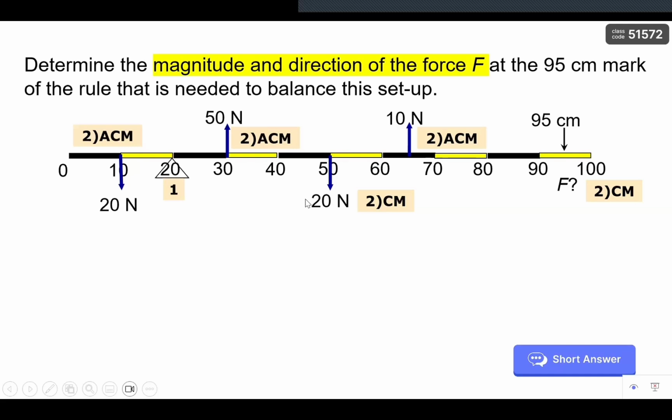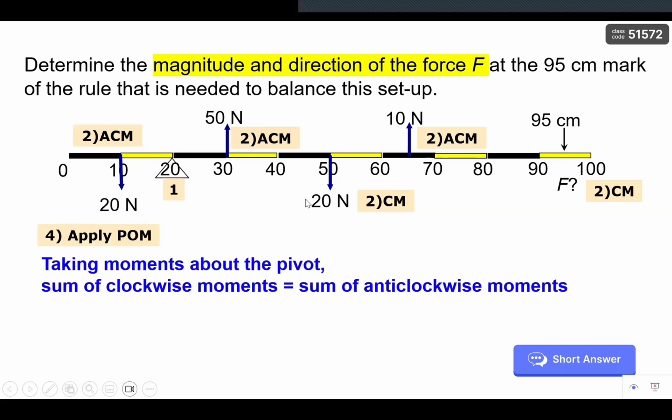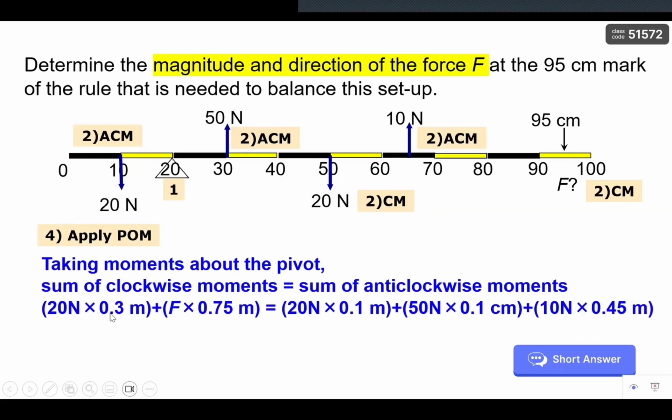So let's apply our step number 4, which is principle of moments. Again, you write the two statements. Taking moments about the pivot, sum of clockwise moments equals sum of anti-clockwise moments. Clockwise first, I have two of them, 20 and F. The first one will be 20 times the distance, which is 30 cm, so it's 0.3. So 20 times 0.3 meters, plus F times a distance of 75 cm, so 0.75 meter, equals anti-clockwise.